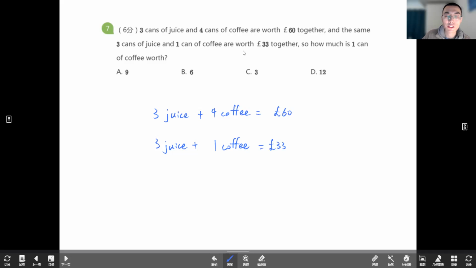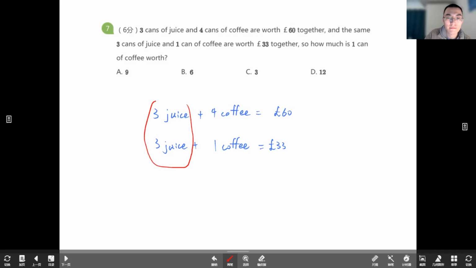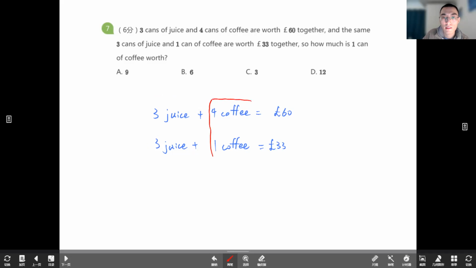So the answer to my question should be the juice. The juice remained unchanged. Yeah, the juice remained the same. Well, the coffee changed. I should probably put the red bracket around the coffee. So the juice didn't change. That means it has no effect on the amount of money we pay. Yeah, the only thing that changed here is that we're buying 3 less cans of coffee.